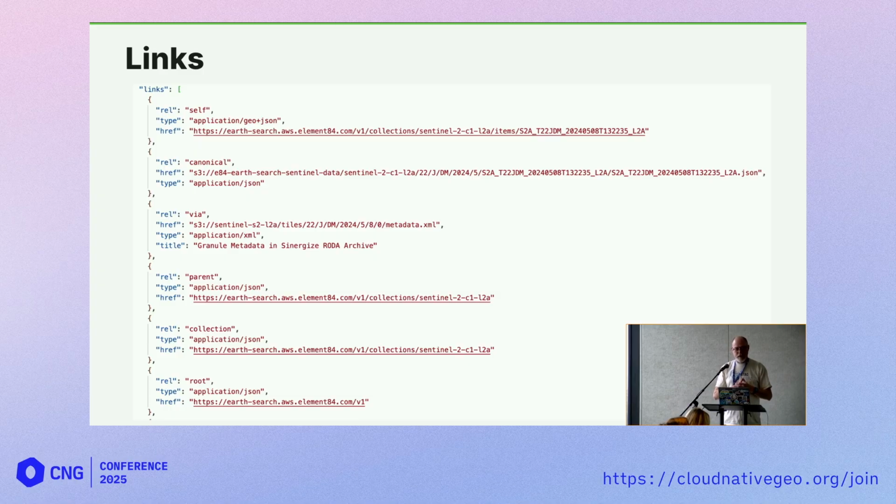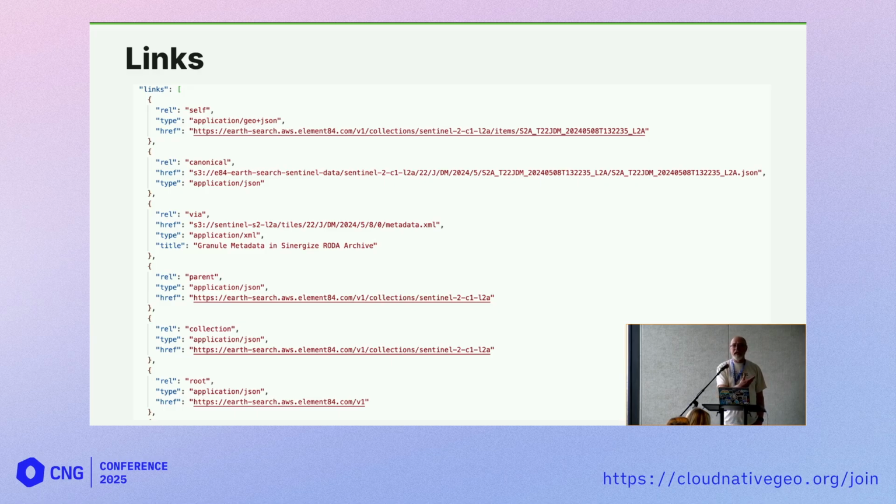You'll see there's two other links here. There's a canonical link and a via link, and these are more like best practices that we do. The canonical link here is when we have an API, we don't actually treat that as the golden copy of that metadata.